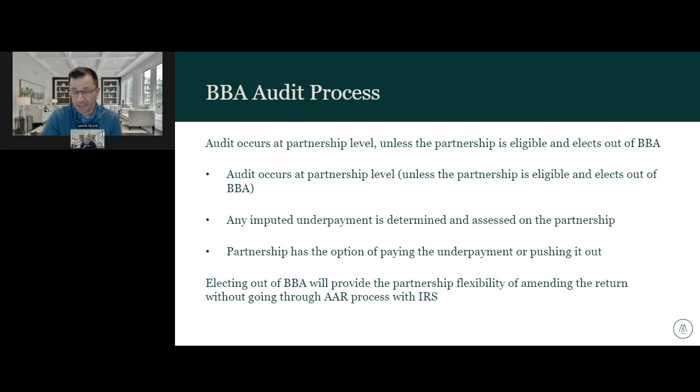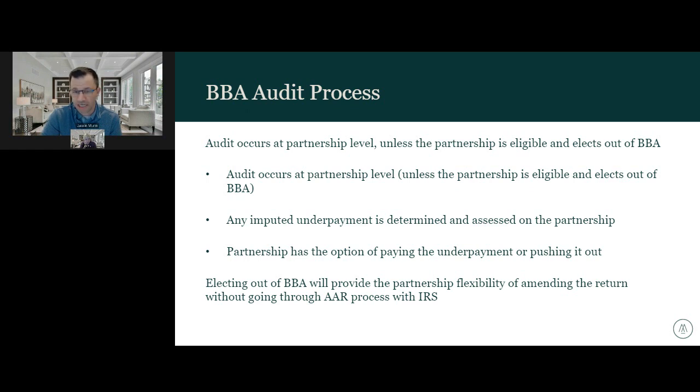It's supposed to be easier. It's supposed to be easier for the IRS to deal with changes that may come out of the audit. The biggest thing is it gives the partnership the opportunity to basically settle any tax liabilities at the partnership level rather than pushing them out, which may be a good thing. Just depends on the circumstances. But again, it's a rather challenging process. So we generally encourage people to consider electing out if possible.